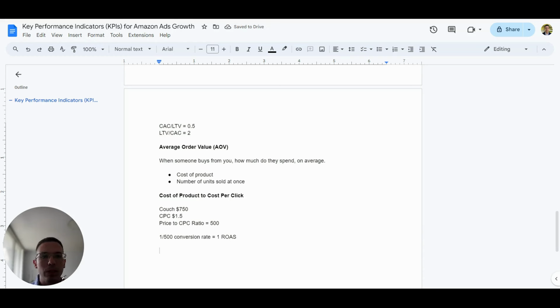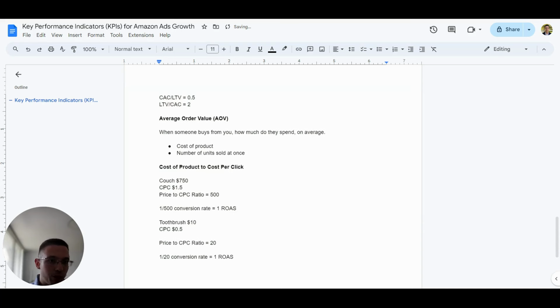So if we use a completely different, a little more extreme example, you've got a toothbrush, and the cost of that toothbrush is $10, and your cost per click is 50 cents. Well, now that price to CPC ratio is 20, so you need a 1 in 20 conversion rate for 1 ROAS. So if you have 20 clicks and you get one sale, that'll cost you $10, and you'll get $10 back from selling, and that is a 1 ROAS. Whereas here, you can do the same in 500 clicks. So you need a 1 in 500 conversion rate in order to break even on cost of product.